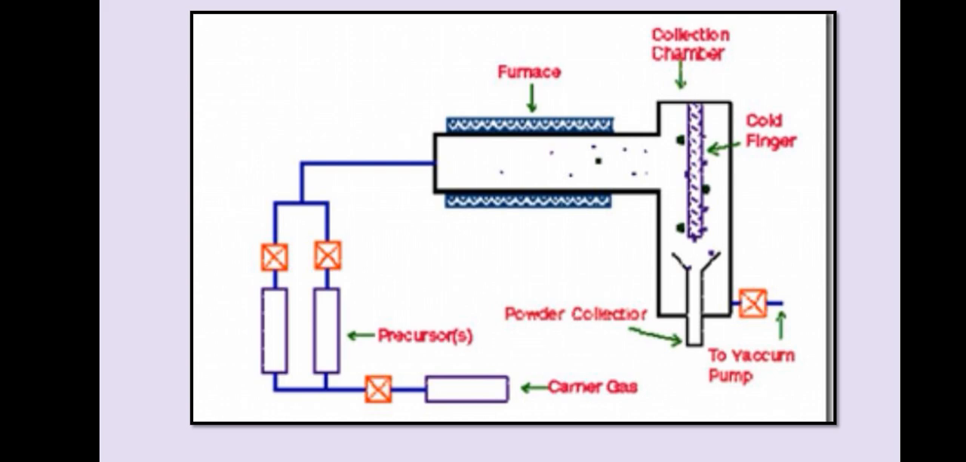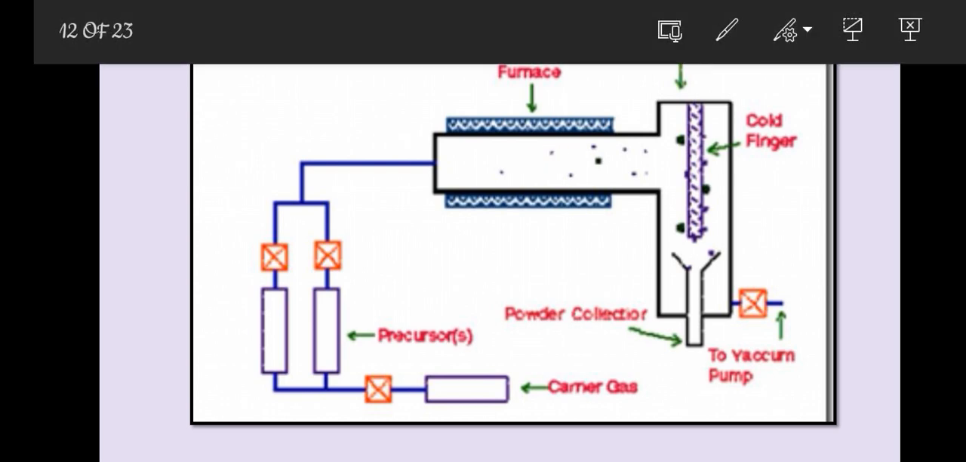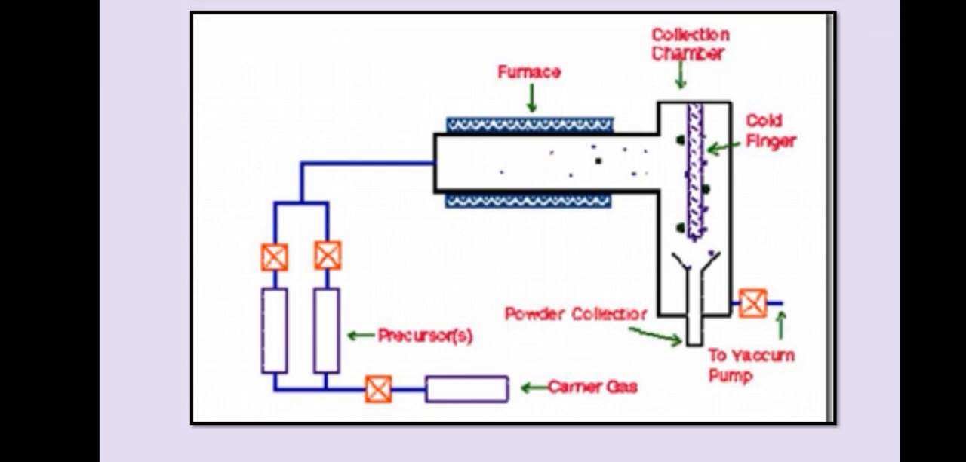Then the metal organic molecules pass through a heated tube, and thermal decomposition of the molecules takes place, forming small nanoparticles. That is, thermal decomposition takes place in this furnace, where the molecules are converted to small nanoparticles. Then the particles are condensed using liquid nitrogen. In the cold finger, we use liquid nitrogen for condensing the particles, and then it is cooled and rotated, and the powdered samples are collected or scraped off.